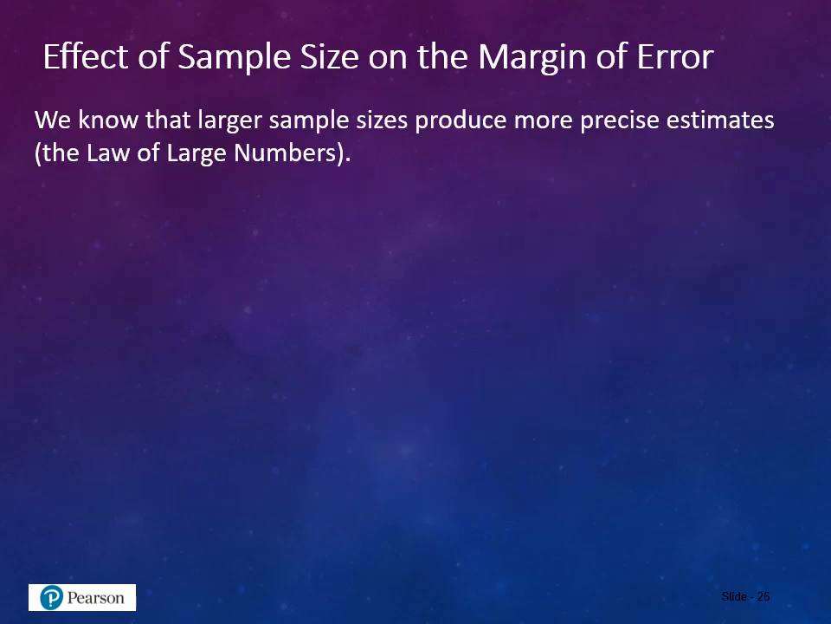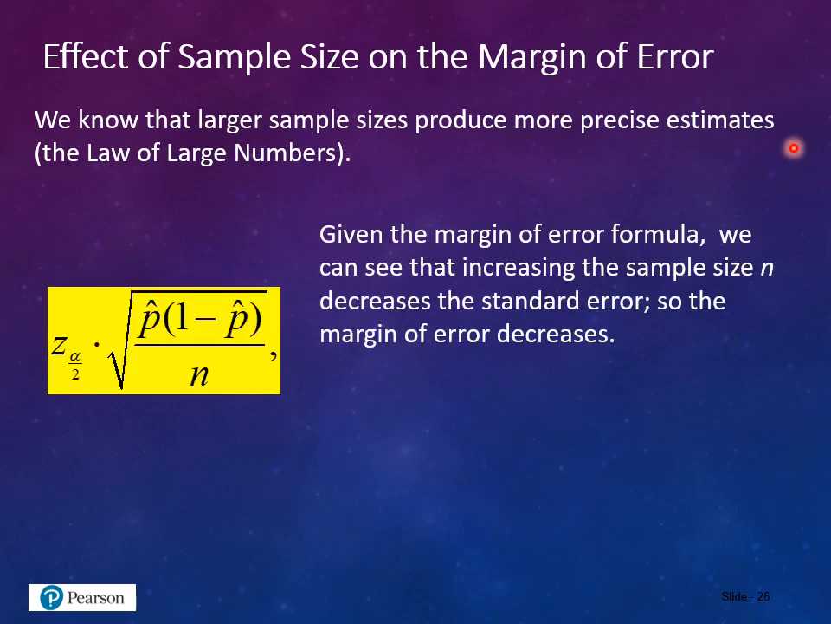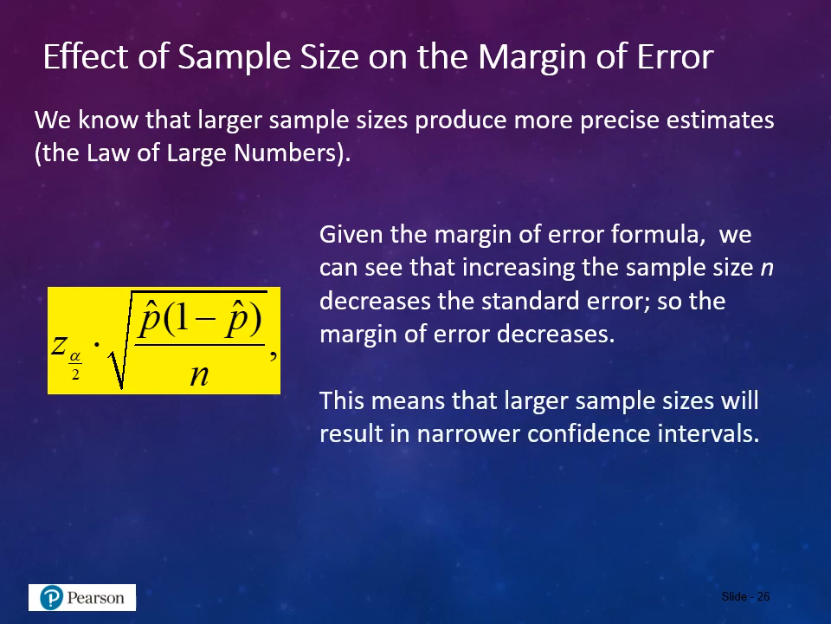So what is the effect of the sample size on the margin of error? We know that a larger sample size produces more precise estimates. That's from the law of large numbers in Chapter 5. Given the margin of error formula, we can see that increasing the size of n decreases the standard error, because this fraction is going to be a smaller and smaller fraction. So it's going to decrease the standard error as we multiply the critical value times a smaller number. So the margin of error decreases. This means that larger sample sizes will result in narrower confidence intervals.